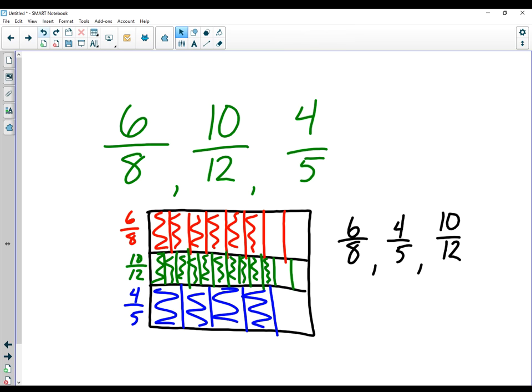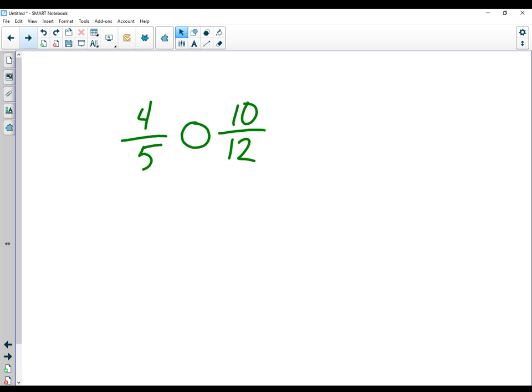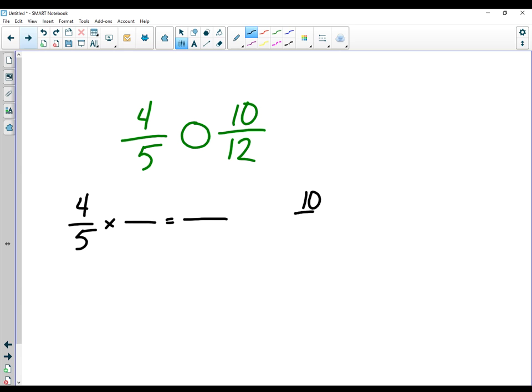So I'm going to use one last strategy to check my work. I want to know which is actually bigger, 4/5 or 10/12. I can use common denominators to figure out an easier way to compare these two fractions. And I know that 12 and 5, a common denominator could be 60.